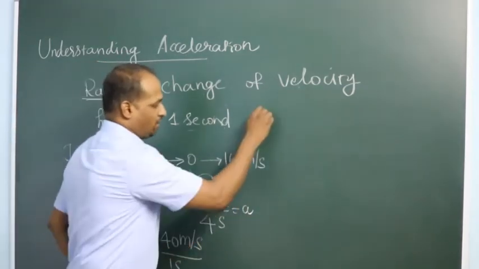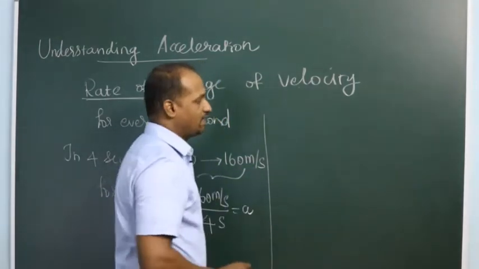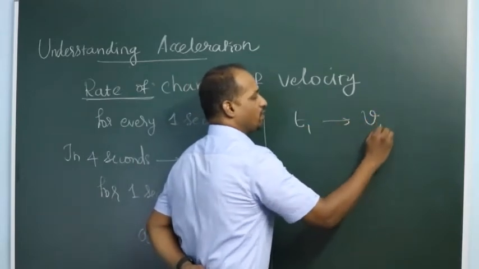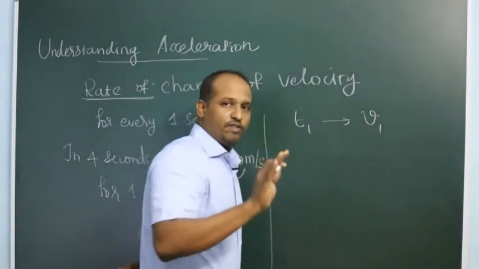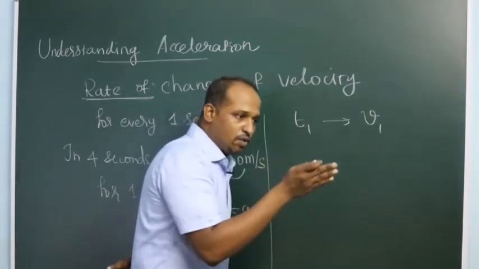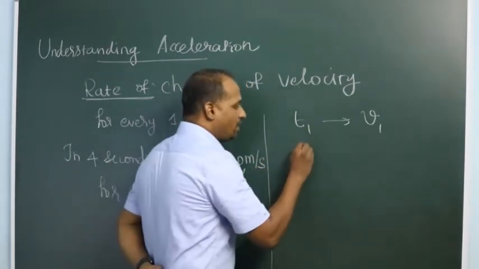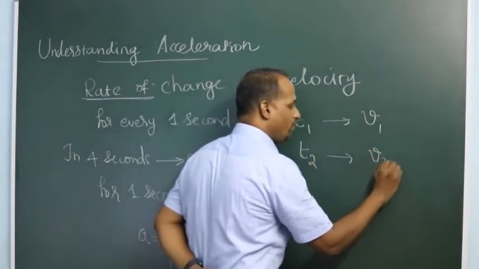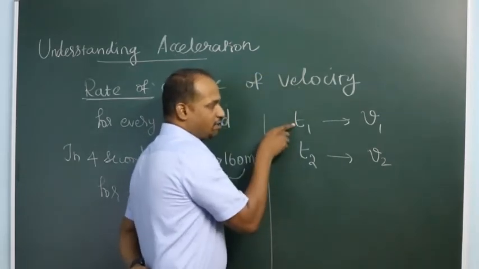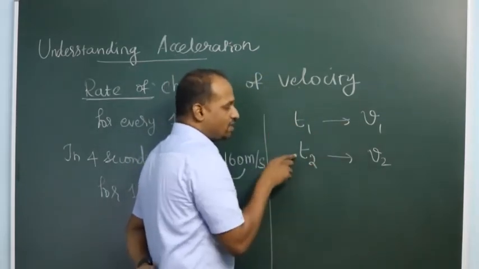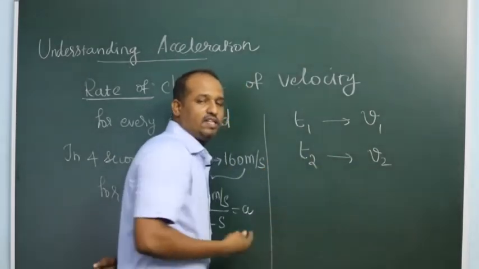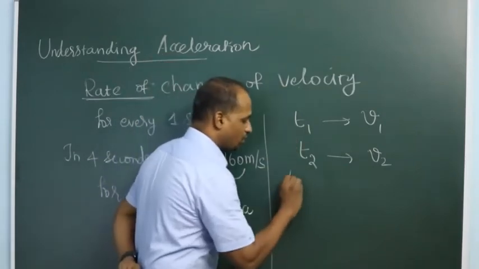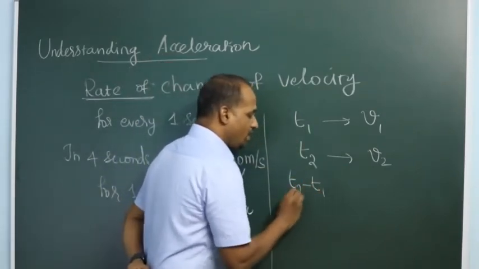Now comes the formal approach. How do you generally write acceleration? At time t1, the object's velocity is v1. And you are observing the object, and slowly the time goes up to t2. After a while, when the time is t2, the velocity changes from v1 to v2. What is the duration? It is 6 o'clock when you observed, it was v1. 7 o'clock when you observed, it was v2. Then what is the time elapsed? It is 7 o'clock minus 6 o'clock. Similarly, t2 minus t1. This is the time taken.